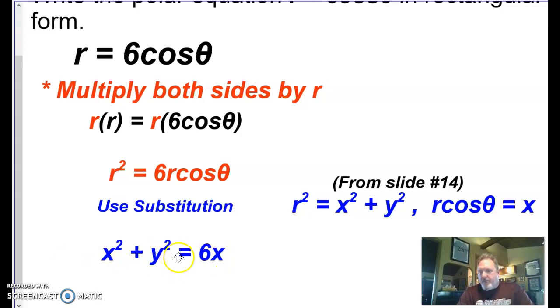We don't have to solve this for y. I mean, you could carry the x squared over and take the square root. You don't need to do that. So you can just leave this as x squared plus y squared equals 6x, and that is fine.